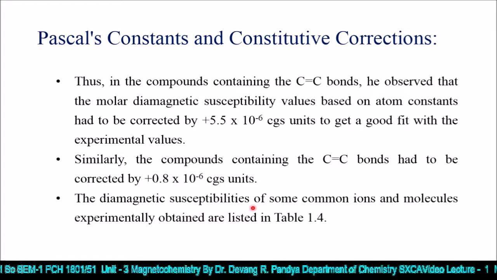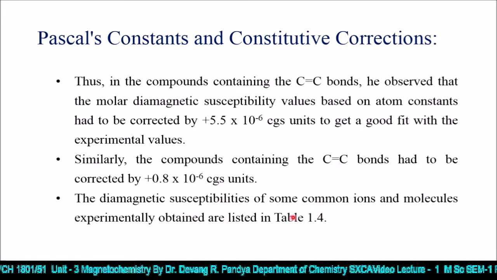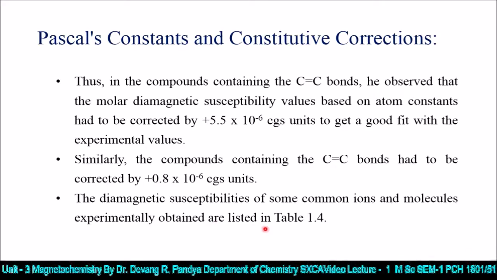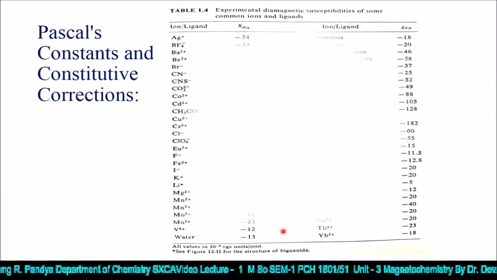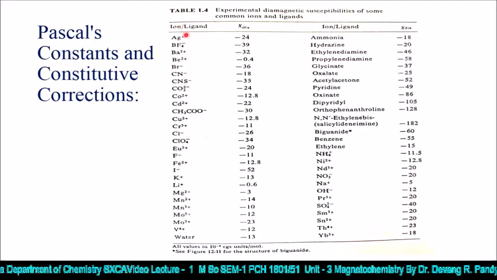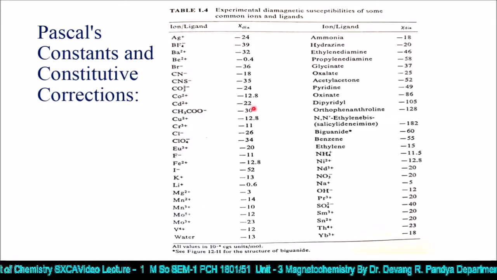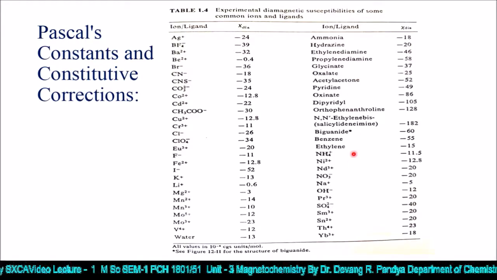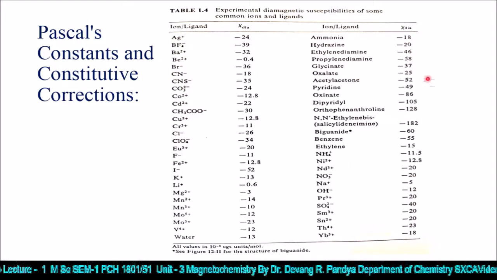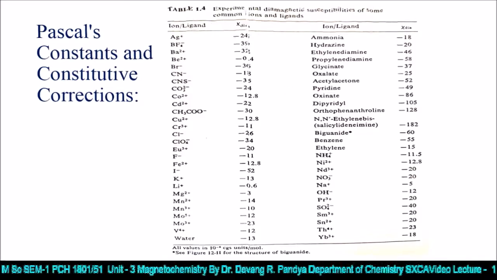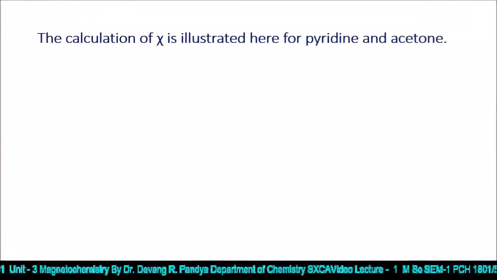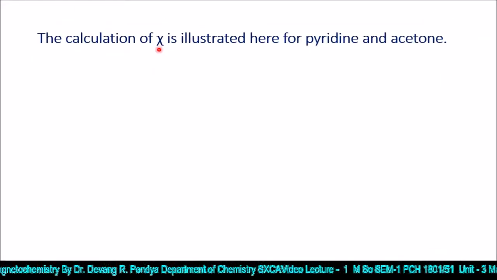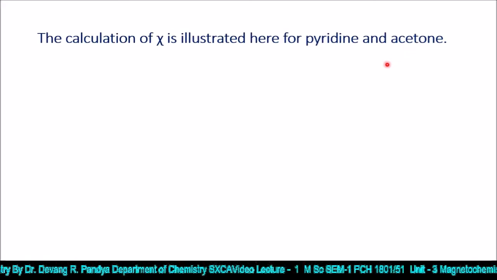The diamagnetic susceptibility of some common ions and molecules experimentally obtained are listed in this Table 1.4. So this is the experimental value obtained for these different types of ions and different types of ligands or compounds, and that is the experimentally obtained data for diamagnetic susceptibility. Now how to calculate? Calculation of χ, that is magnetic susceptibility, for pyridine and acetone.